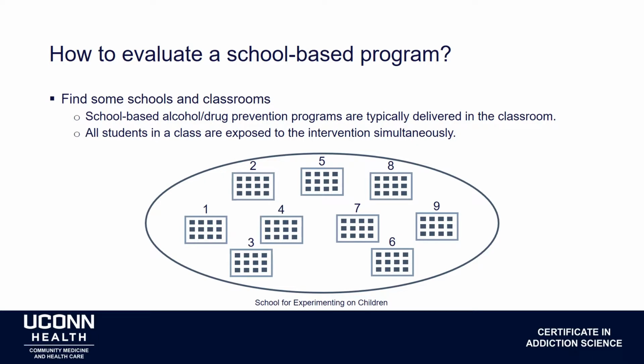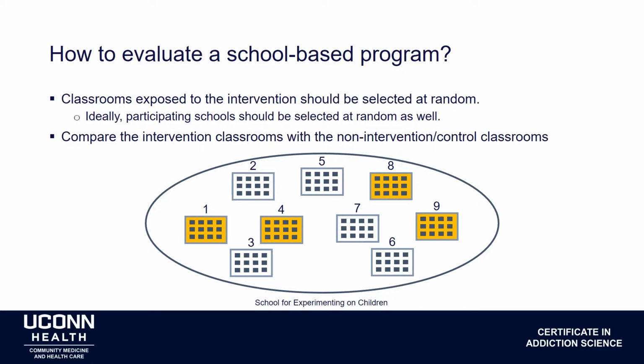Now, since this is a school-based program, once we've identified what the intervention is, once we've identified what our outcome of interest is, we need to find some schools. And we need to make sure those schools have a bunch of classrooms. These programs are typically delivered in the classroom to all students simultaneously because they're essentially a captive audience. They're there. And because they're there, they're all exposed to the intervention simultaneously.